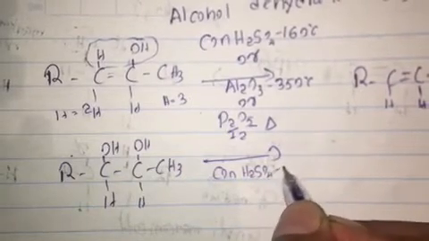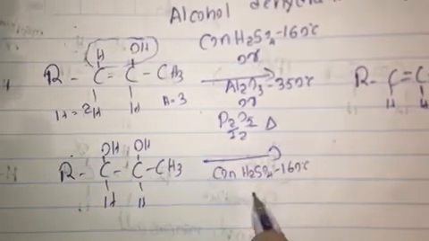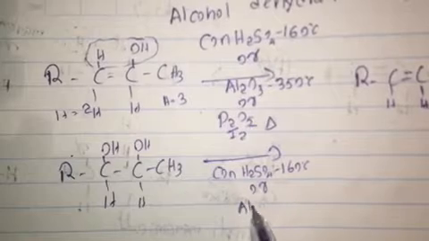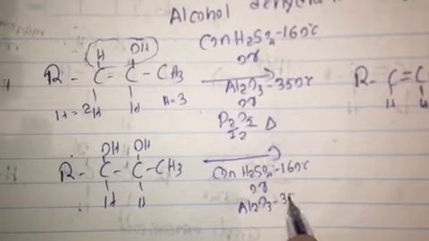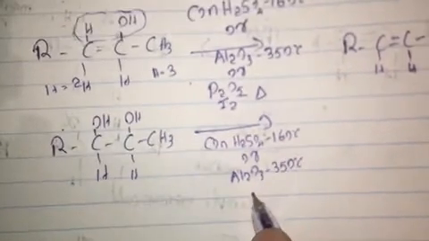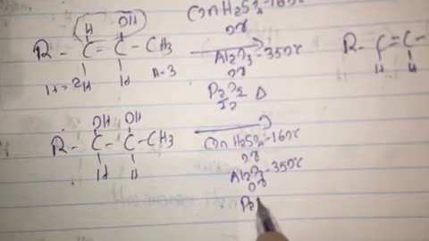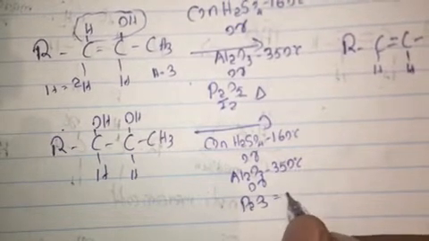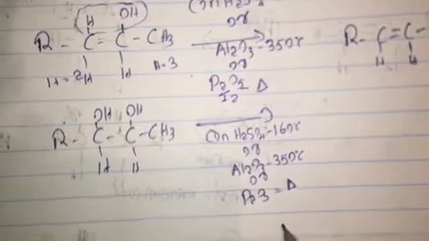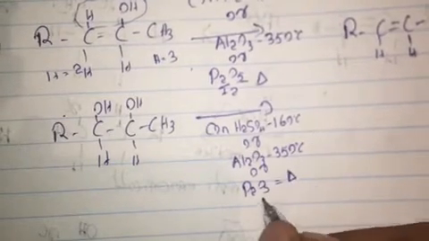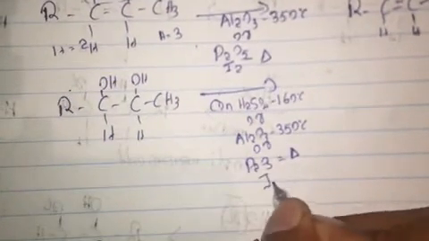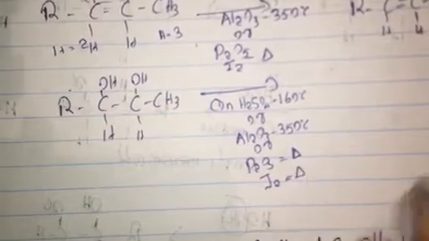at 160 Celsius, or Al2O3 at 350 Celsius, or P2O5, or I2; put it in and heat the mixture.